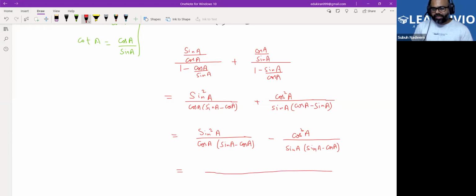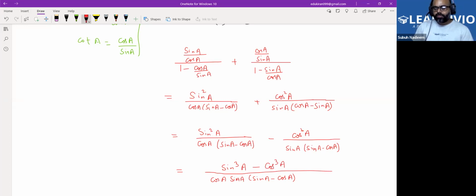So when we take LCM, sin A minus cos A is present in both, so we need not cross multiply it. But cos A is here and sin A is there. What is not present here is sin A, so we will multiply with sin, and it will become sin cube A. What is not present here is cos, and we have taken cos also as the LCM, so we will multiply by cos here, and it will become cos cube A. Is it clear?